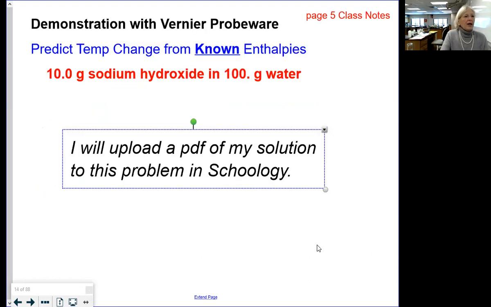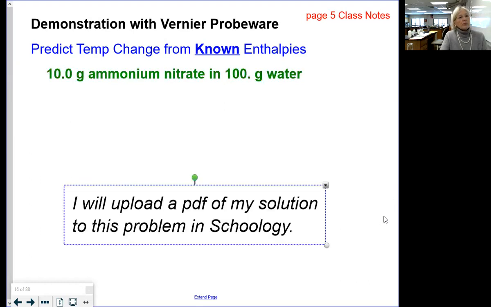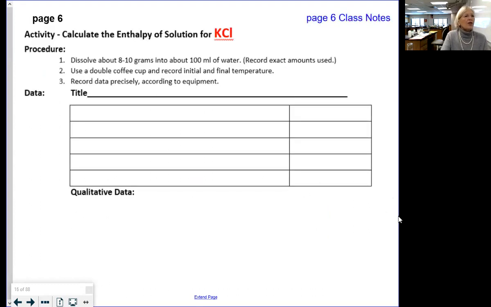So on page 5, I will upload a PDF of my solution to how we calculate this temperature change from the known enthalpy. I will also upload the PDF that I did in class for this solution of how to do the same calculation with ammonium nitrate. But my primary concern here is to work with you on this activity.